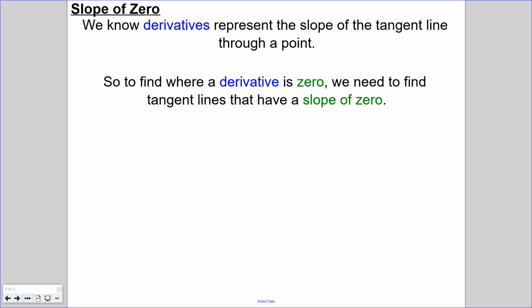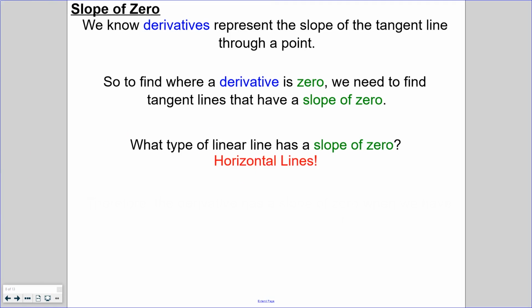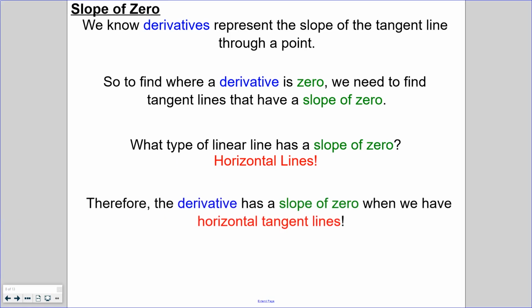So thinking back to our Algebra 2 days, or possibly our pre-calculus days, we need to answer what type of linear line has a slope of 0. I wonder if it's the horizontal lines. Yes, that's it. Horizontal lines have a slope of 0 because the height is always constant. So therefore, the derivative is 0 when we have horizontal tangent lines. Boom. It's that simple. Well, let's find out.